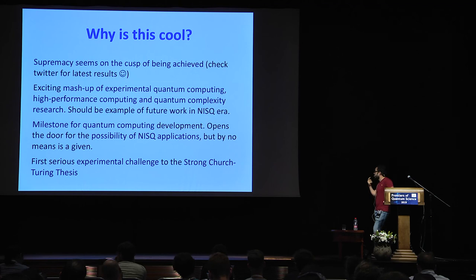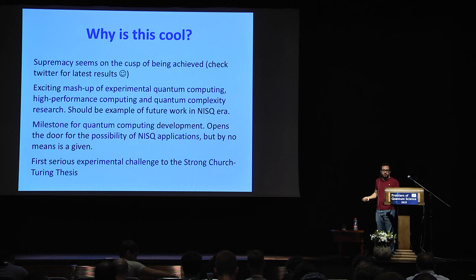Which is a very high bar. By no means is it given that we'll find it. Maybe we need thousands of qubits, or maybe tens of thousands of qubits, or maybe only once we have error-corrected computers will we have it. We don't know yet. But at least it opens the possibility, right? Before supremacy, it was simply not possible.